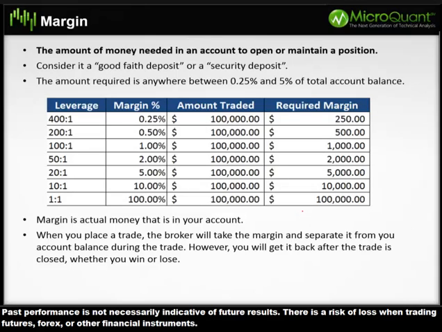Margin, the next thing you need to understand. This is the amount of money in an account to open or maintain a position. This is your security deposit. Basically, when you are trading the Forex market, it is held in good faith by the broker.